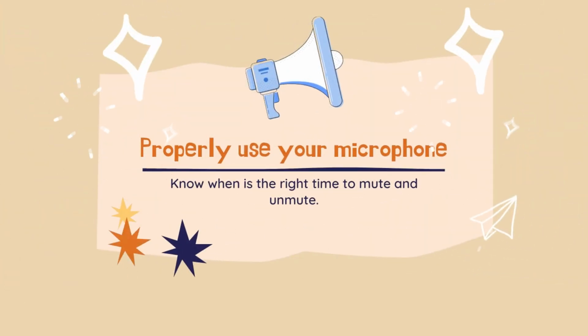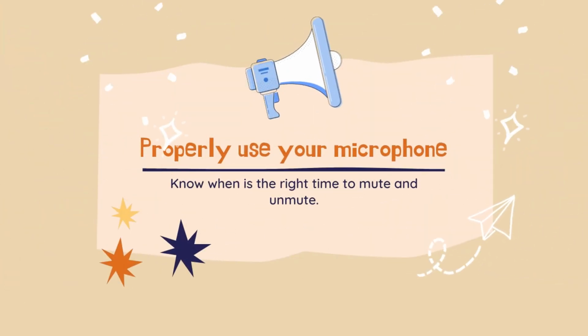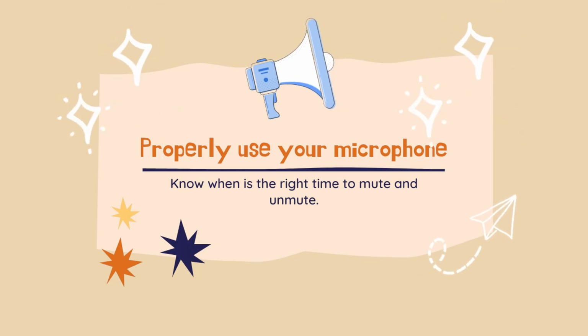Properly use your microphone. Microphone should be turned off when your instructor or others are speaking to maintain a smooth flow of the discussion. You should not interrupt during an online class discussion by just immediately turning on the microphone. In the event you have a question or concern, you must message your instructor first and wait for a signal before you can unmute your microphone.